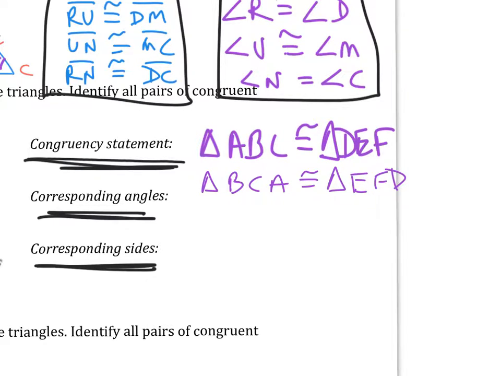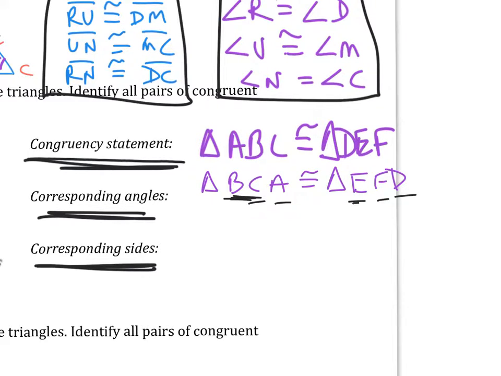Yes. He's good? Okay. And again, you could have done the letter C first. It doesn't matter, just as long as everything is matching up. So you should understand then that B is congruent to E, C is congruent to F, A is congruent to D on the angles. We're good on that?